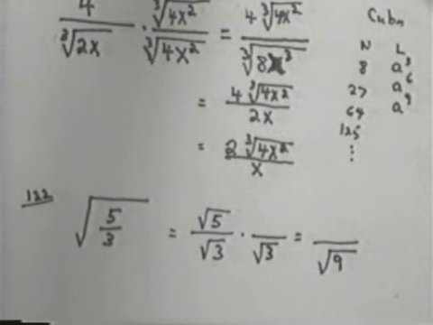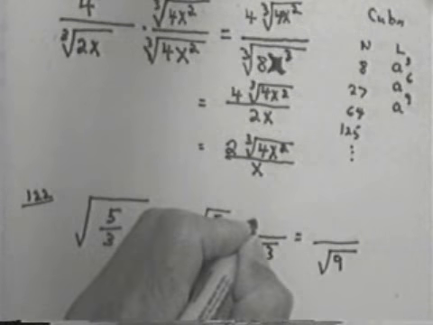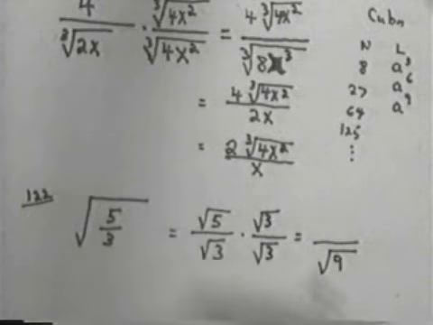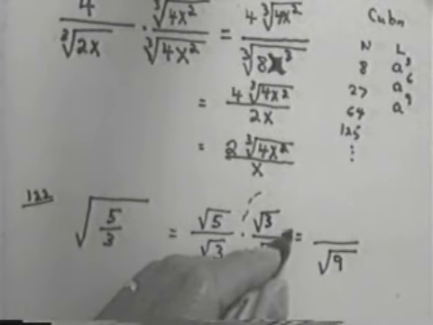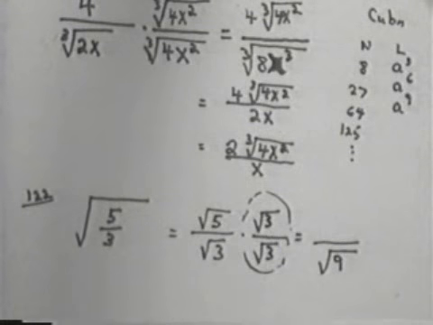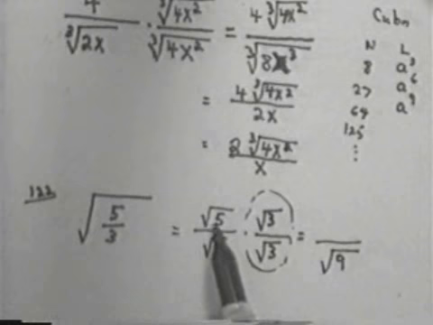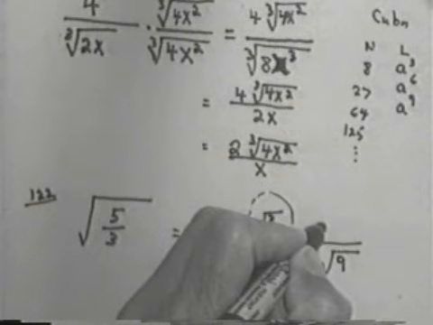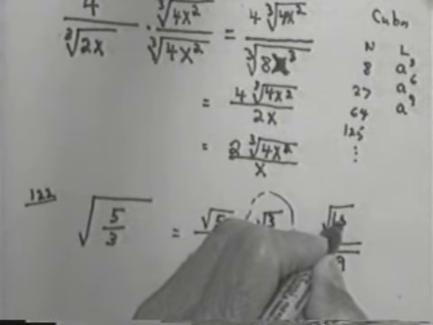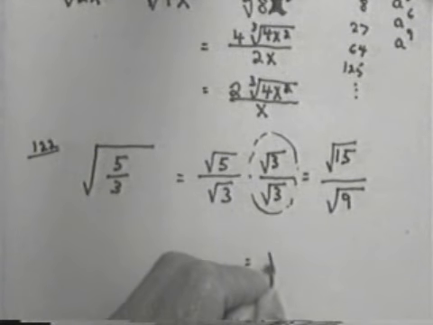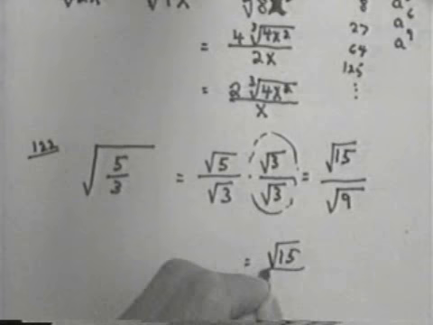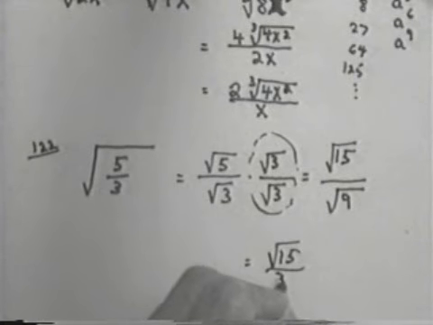If I multiply the denominator by the square root of 3, then I multiply the numerator by the square root of 3. You must always multiply numerator and denominator by the same thing. So actually you're multiplying by 1, so everything remains the same, value-wise. The square root of 5 times the square root of 3 is the square root of 15. So that leaves us with the square root of 15 over the square root of 9, which is 3.